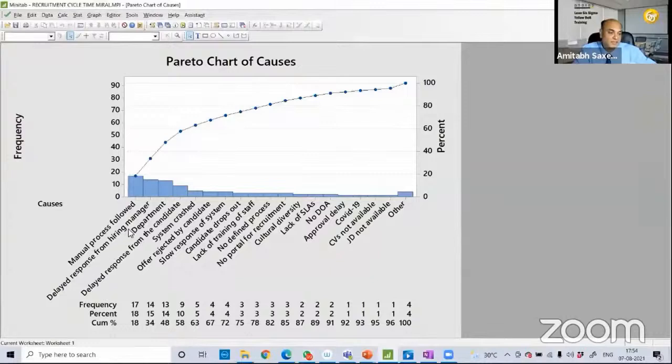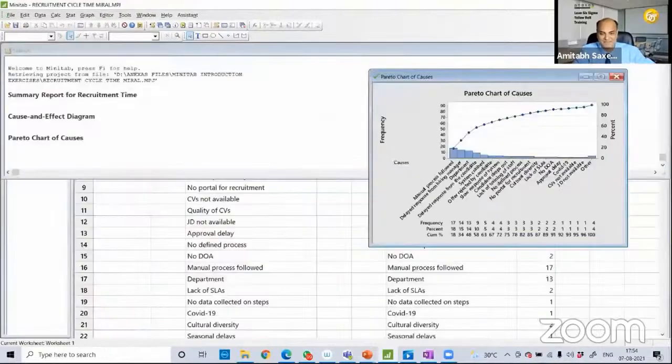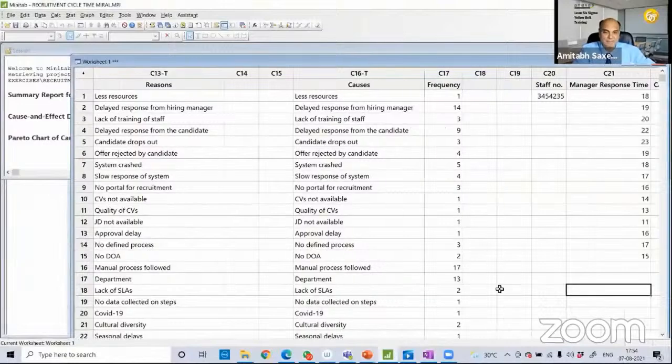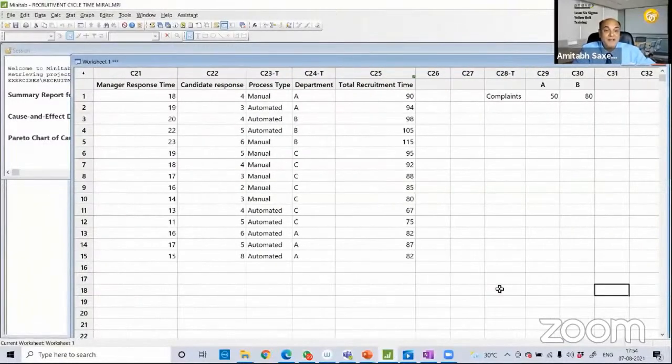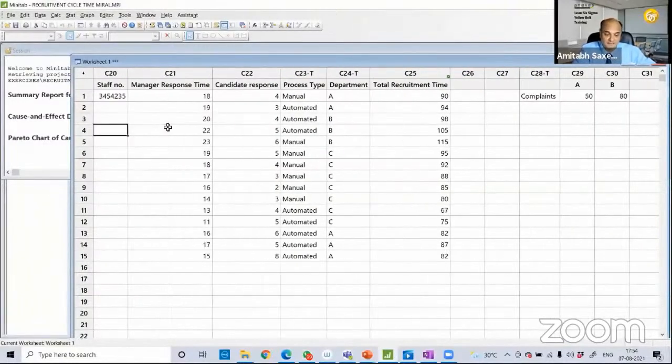Manual process followed. Delayed response from hiring manager, department. Some departments themselves are responsible. Some departments are very specific. Delayed response. Now this is a preliminary investigation, dear friend. Let me validate them. How will I validate? When I collect more data.